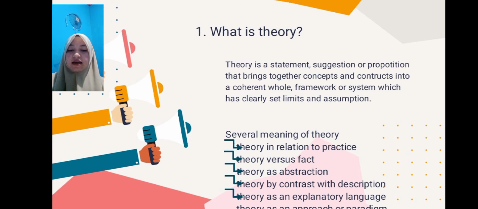The first is theory in relation to practice. Second, theory versus fact. Third, theory as abstraction. Fourth, theory by contrast with description. Fifth, theory as an explanatory language.